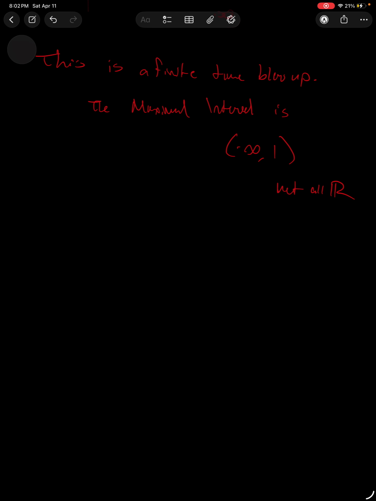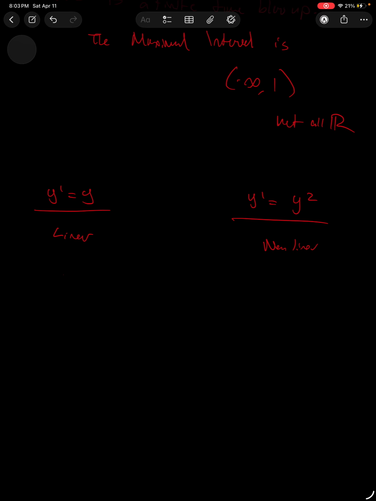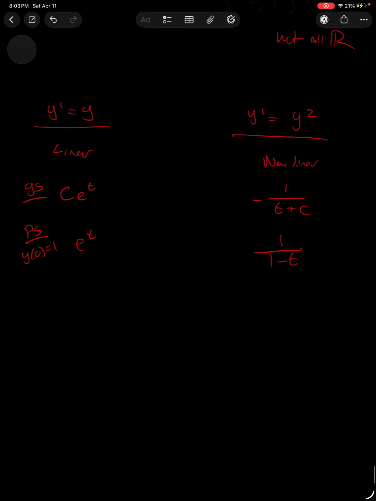Let's consider a few things. Compare these two. y prime equals y and y prime equals y squared. This is linear. This is nonlinear. The general solution here is c e to the t. The general solution here is the opposite of 1 over t plus c. The particular solution at y of 0 equals 1 is e to the t. The particular solution here is 1 over 1 minus t. The growth is exponential. The growth is faster than exponential.